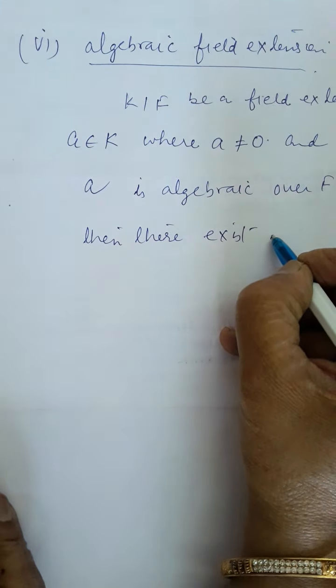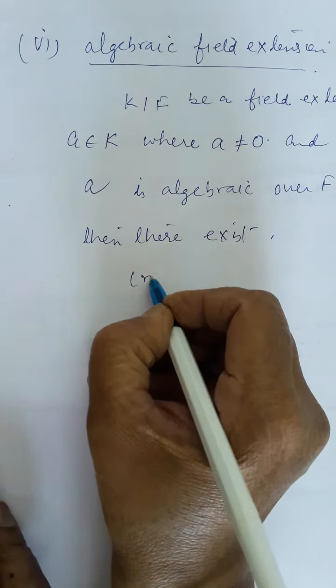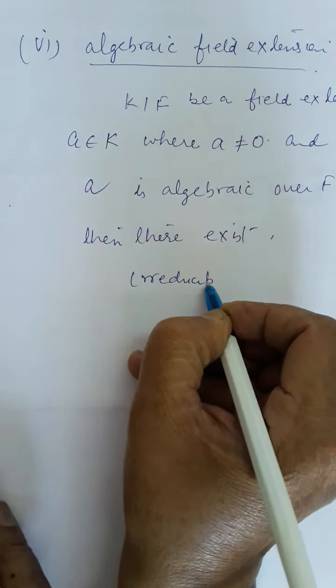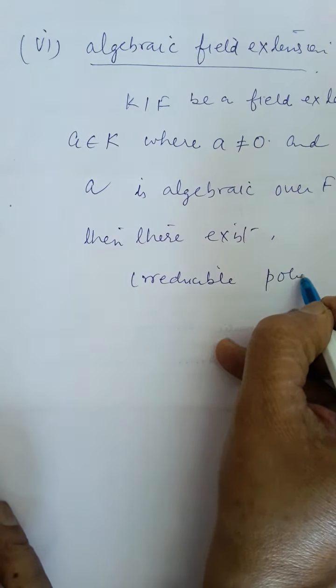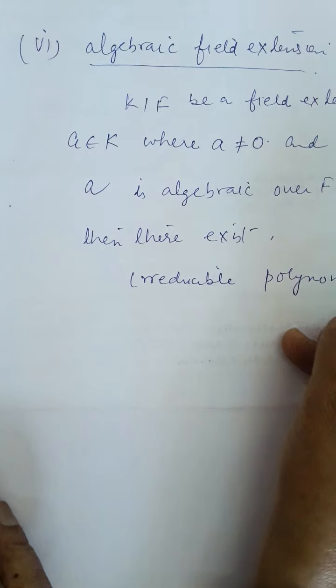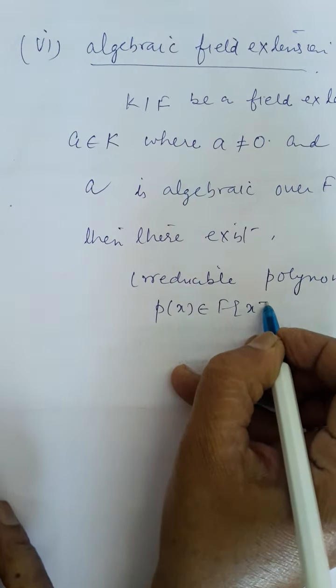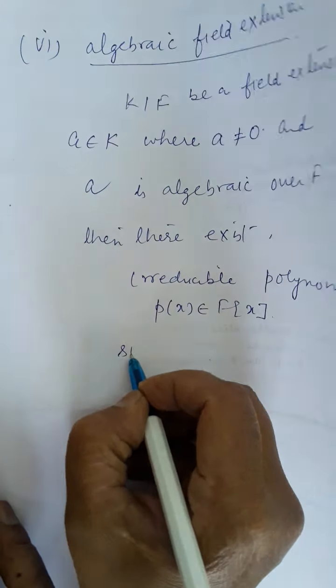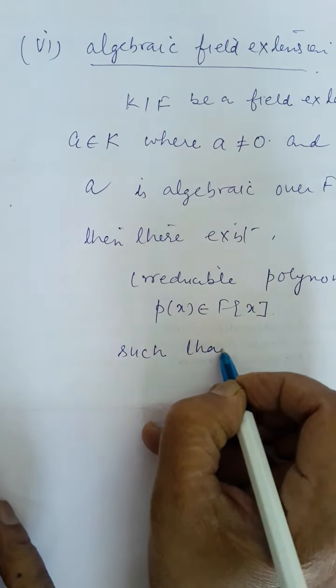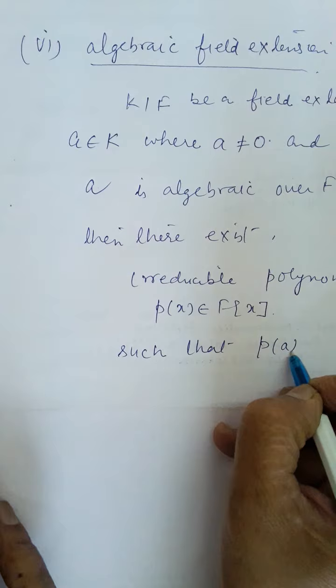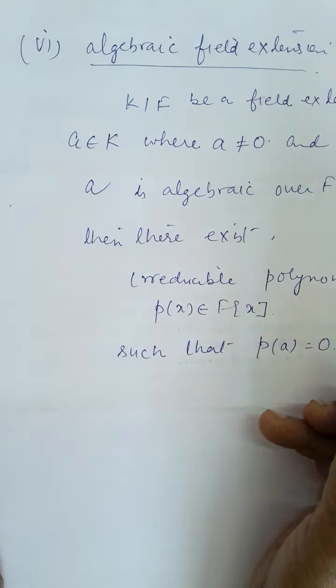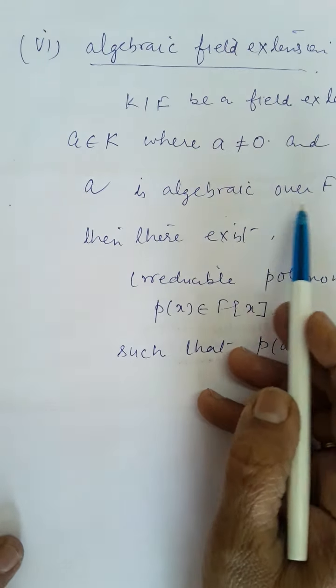an irreducible polynomial p(x) belonging to F[x] such that p(a) is equal to 0. Then a is called algebraic over F.